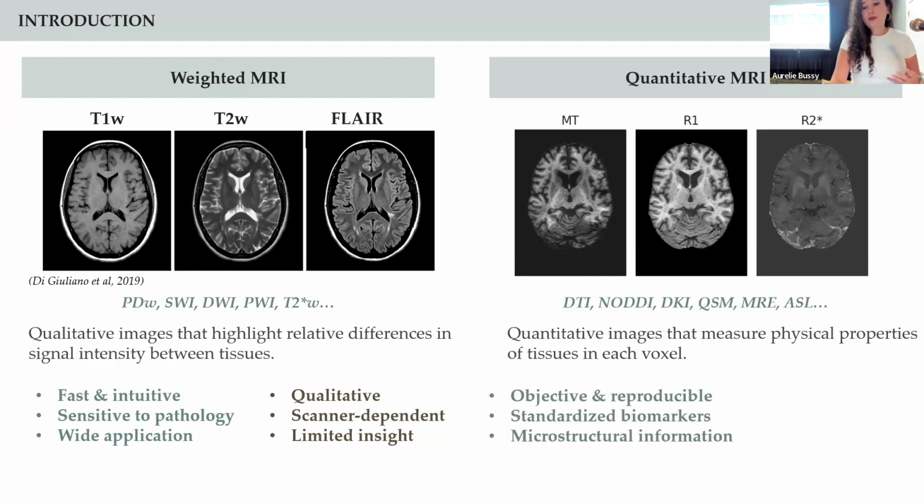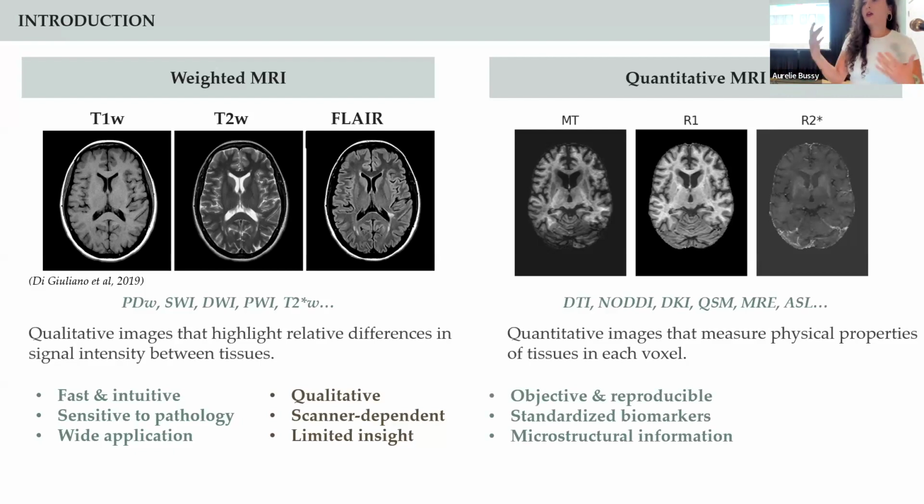And these types of metrics are somehow more objective and reproducible than what we have with weighted scans, because they are really a property of the tissues themselves and not dependent on the parameters. And therefore, they can be used as standardized biomarkers. So for example, you can really compare the value of the voxel in one patient compared to another, and that will be meaningful. That will tell you something about the tissue.